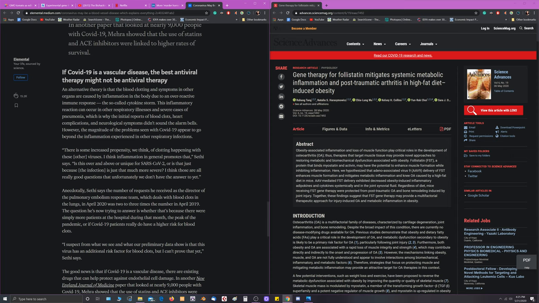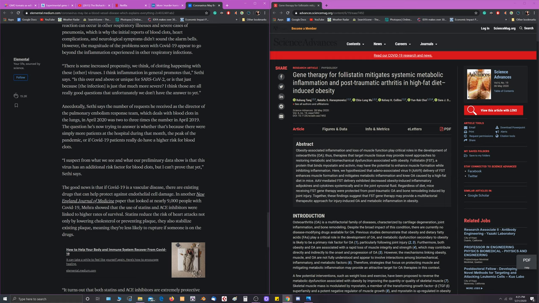Anecdotally, Sethi says the number of requests he received as a director of the pulmonary embolism response team, which deals with blood clots in the lungs, in April 2020 was 2 to 3 times the number in April 2019. The question he's now trying to answer is whether that's because there were simply more patients at the hospital during that month, the peak of the pandemic, or if COVID-19 patients really do have higher risk for blood clots.